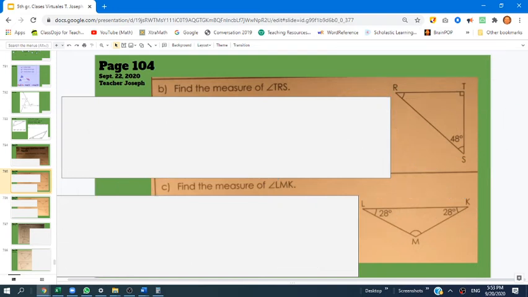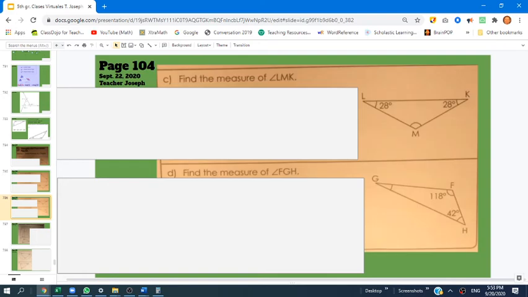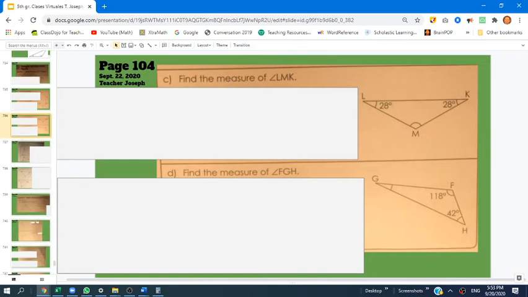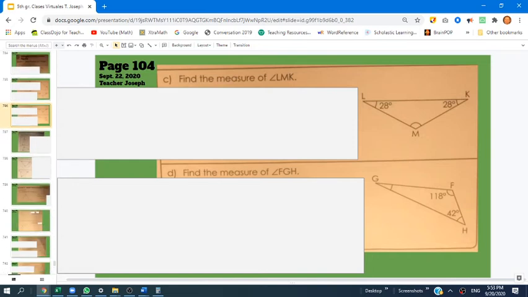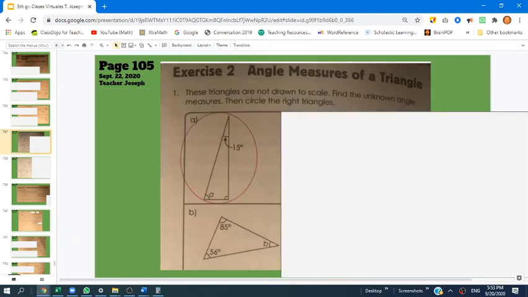So page 104 also has a couple other problems. Letter D, I'd like you to do that one on your own. So pause the video, you're going to do letter D on page 104 on your own, and then we'll jump to page 105 in just a second.